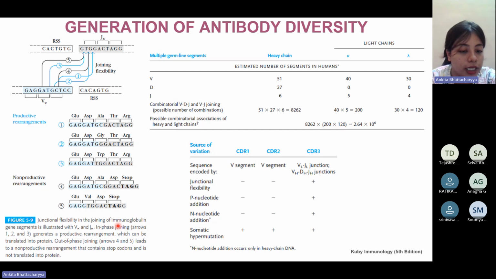In phase joining allows a productive rearrangement, which is translated into proteins, whereas out of phase joining leads to non-productive rearrangements that contain stop codons and is effectively not translated into protein. So when does this occur?